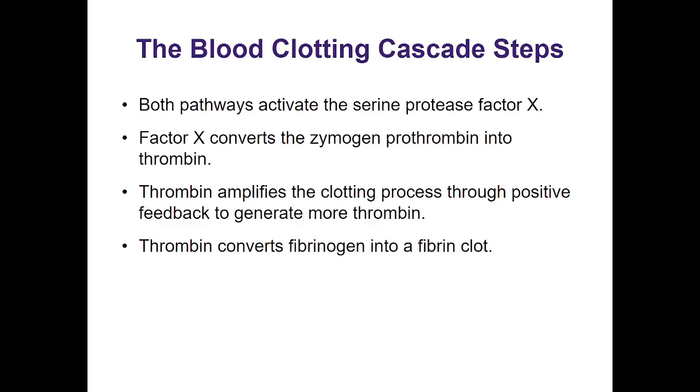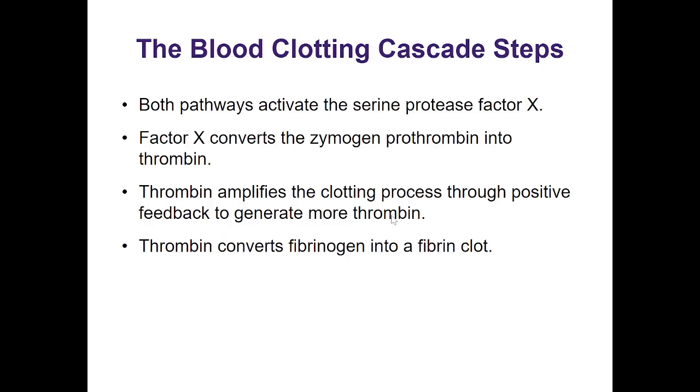The blood clotting cascade steps: both pathways are going to activate the serine protease factor X, or 10 actually, it's not actually an X. Greek, Latin numbering, 10, X. Okay. Factor X, as it were, or 10, converts the zymogen prothrombin into thrombin. The thrombin is going to amplify the clotting process through a positive feedback that's going to generate more thrombin.